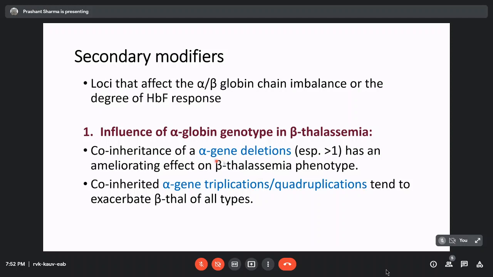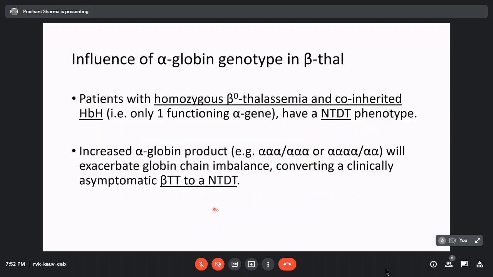And that is expected because we know that alpha chains are one of the major villains in beta thalassemia. On the other hand, if somebody has a co-inherited alpha gene triplication or quadruplication, this tends to exacerbate beta thalassemia of all types. So let's see specific examples. Patients who have homozygous beta naught thalassemia, that is, they are expected to be transfusion dependent, but they co-inherit HbH disease. So again, a lot of it will be clearer once we talk the next time. HbH disease, patients have only one functioning alpha gene. These patients end up becoming thal intermedias or non-transfusion dependent thalassemia phenotypically because they don't have that many alpha globin chains to now precipitate.